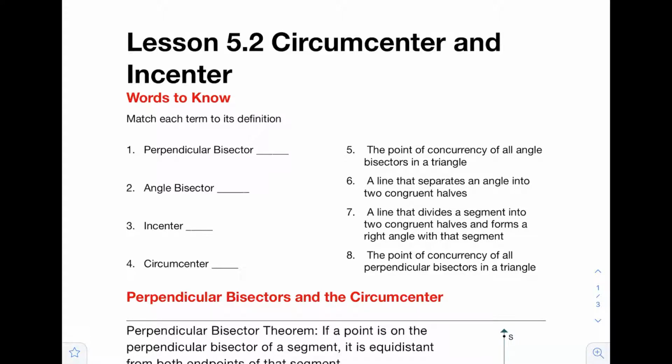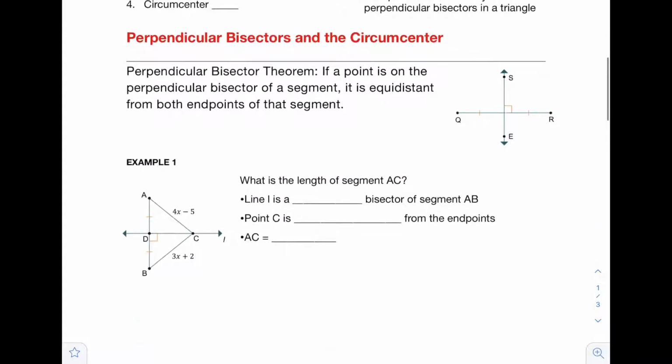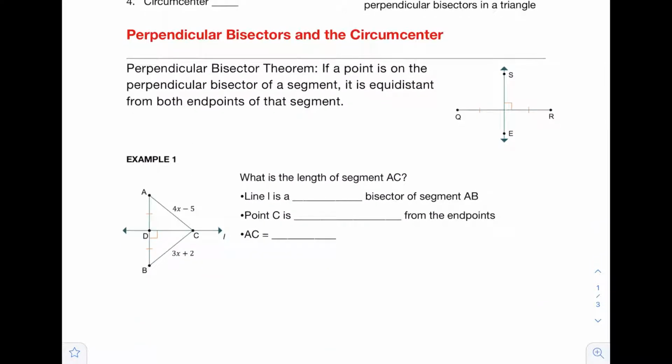Remember, the perpendicular bisector of a segment is a line that creates a 90-degree angle and divides that segment into two congruent parts. A while ago, we talked about the perpendicular bisector theorem. It says that if a point is on the perpendicular bisector of a segment, then it's equidistant from both endpoints.